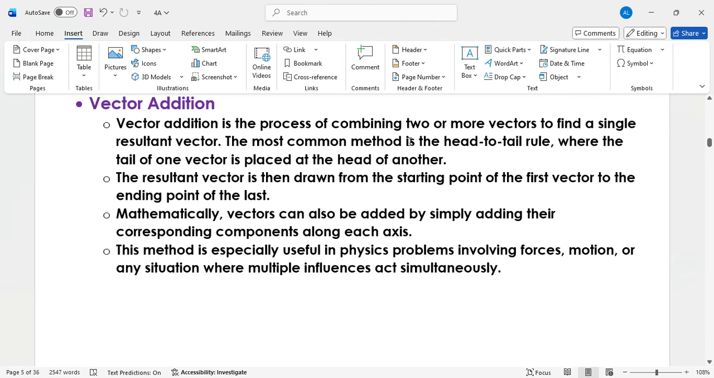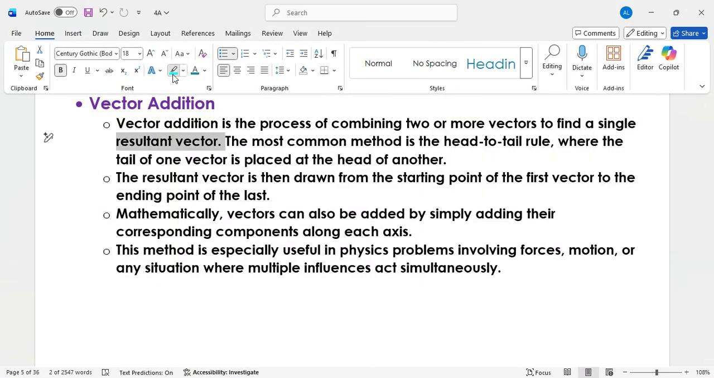Vector addition is a process of combining two or more vectors to find a single resultant vector. This is also very important. The resultant, the R vector, is important. The most common method is head to tail: connect one's head to the other's tail. This method is very common. The resultant vector is then drawn from the starting point of the first vector to the ending point of the last. This is also very important.